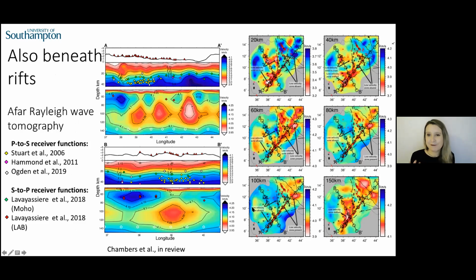And now bringing this to rifts, I just want to point out this really nice work from Emma Chambers, where she did Rayleigh wave tomography beneath the FAR. And you can see that she sees these beautiful punctuated anomalies, very similar to what we're seeing in the Atlantic. And that's all the way through the rift region here, say at about 100 kilometers depth. Whereas at shallower depths in the crust, she sees really strong anomalies that she thinks are melting, but they're not necessarily associated with any deeper anomaly.